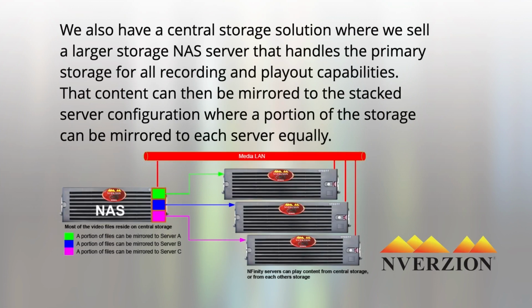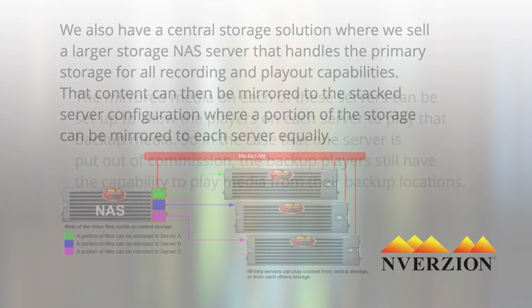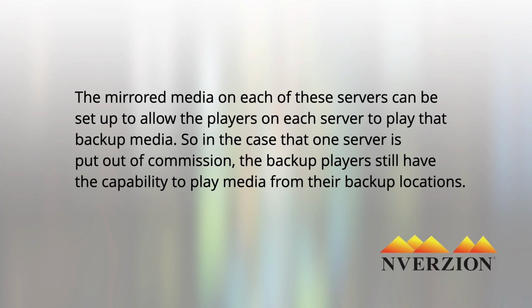We also have a central storage solution where we sell a larger storage NAS server that handles the primary storage for all recording and playout capabilities. That content can then be mirrored to the stacked server configuration, whereas a portion of the storage can be mirrored to each server equally. The mirrored media on each of these servers can be set up to allow the players on each server to play that backup media. So in the case that one server is put out of commission, the backup players still have the capability to play media from their backup locations.